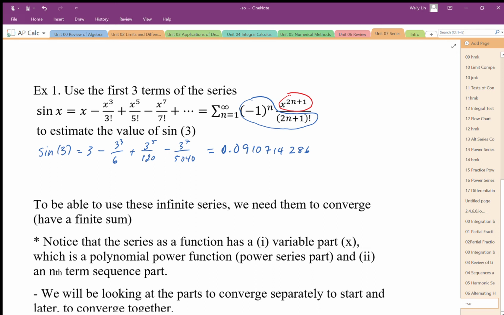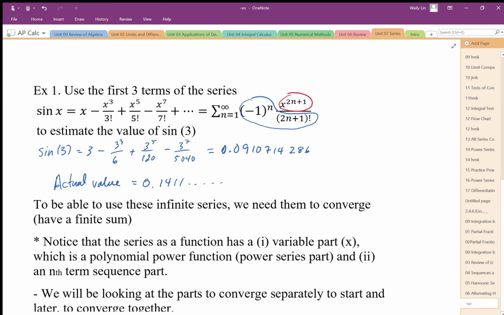So the actual value, I'm going to write down the actual value, is equal to 0.141411 dot dot dot. So it's only about 0.05 off of the actual value. It's not that close, but it's actually not that far off considering what it could have been.